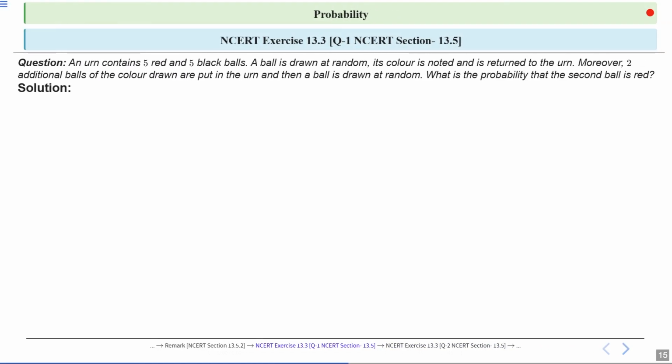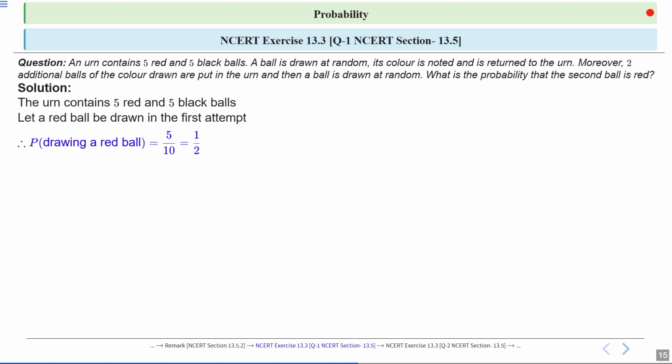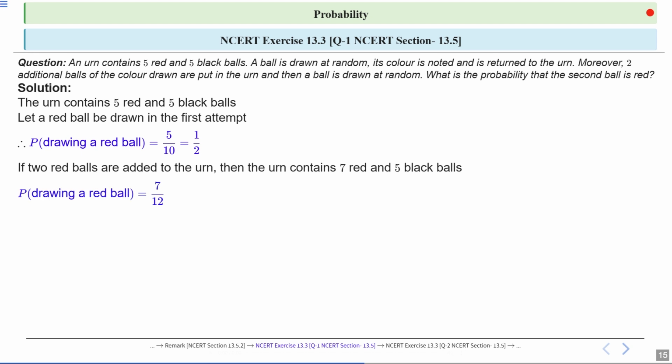So now let's solve this question step by step. The urn has a total of 10 balls with 5 red and 5 black. Let a red ball be drawn in the first attempt. Therefore, the probability of drawing a red ball equals 5 by 10 equals 1 by 2. If 2 red balls are added to the urn, then the urn contains 7 red and 5 black balls. Then the probability of drawing a red ball is 7 by 12.